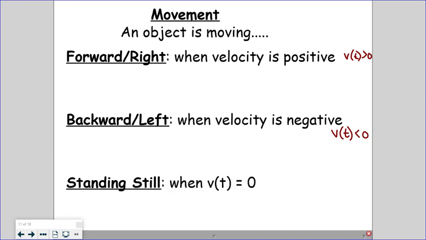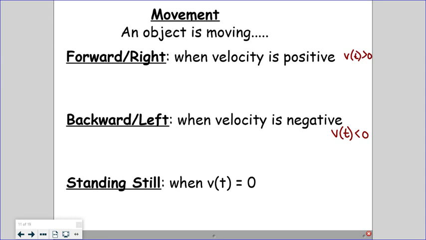So when would it be standing still? Well, it's standing still when velocity is exactly 0. So we would say our particle is standing still when our velocity function equals 0. The thing that I would add to this is sometimes velocity is not the information we have, and we'll see some different situations where different information is given.